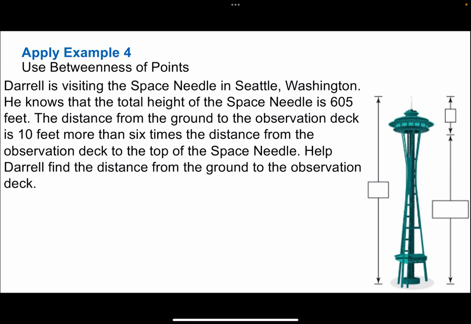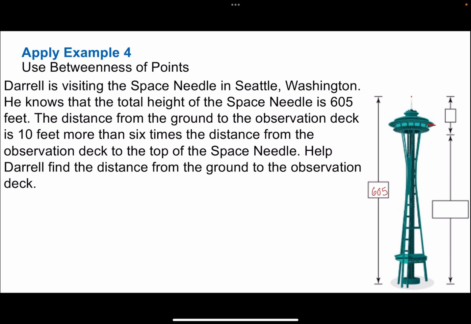All right, we've got an example 4 here, and it talks about the betweenness of points. Daryl is visiting the Space Center in Seattle, Washington, and he knows the height of the Space Needle. The whole thing is 605 feet. So from the very, very top all the way to the ground is 605.